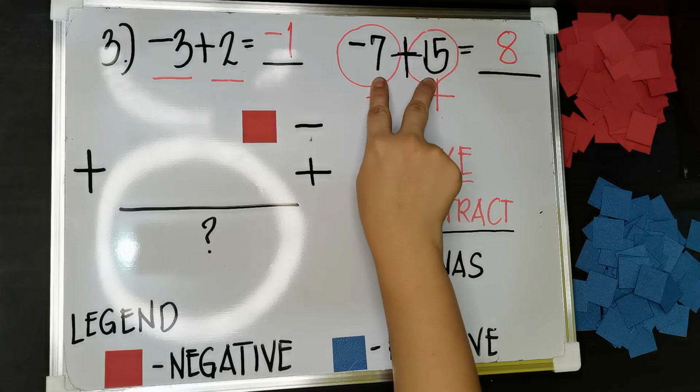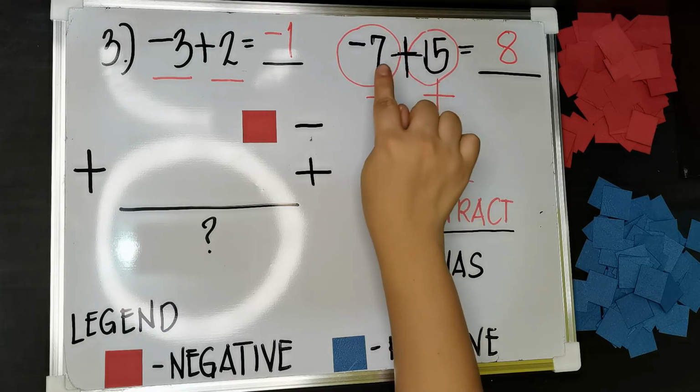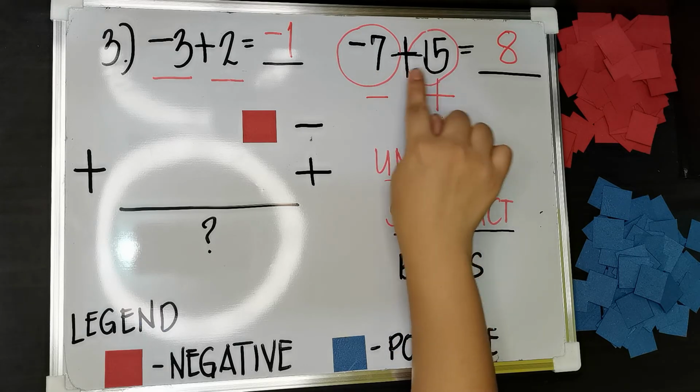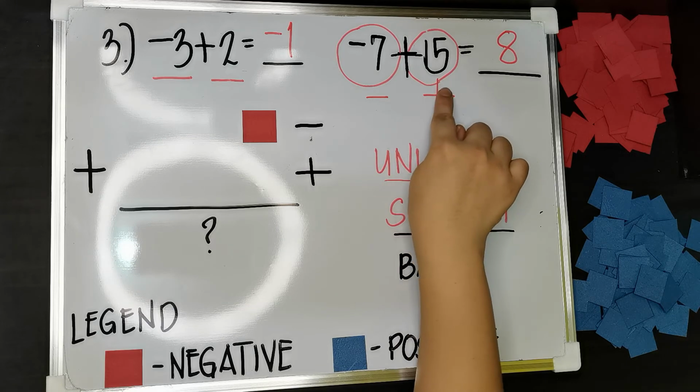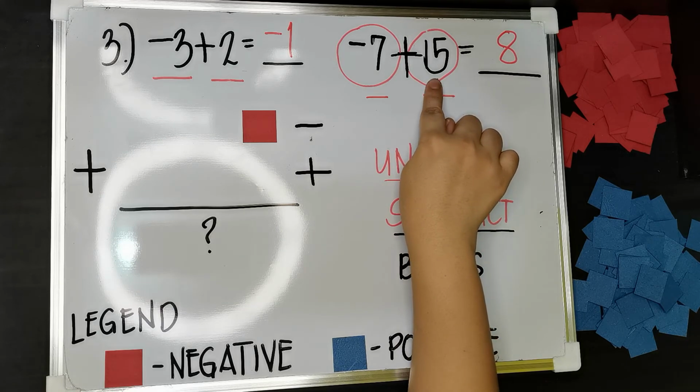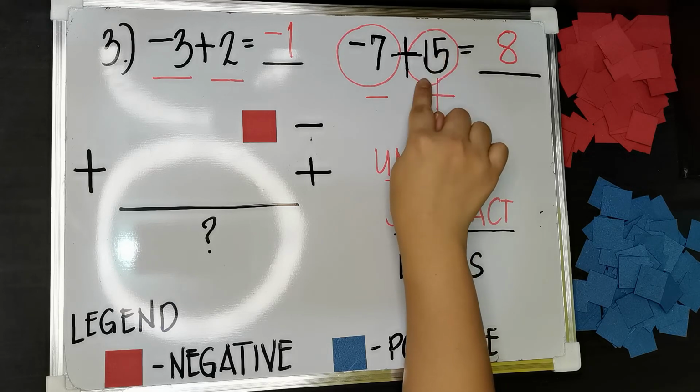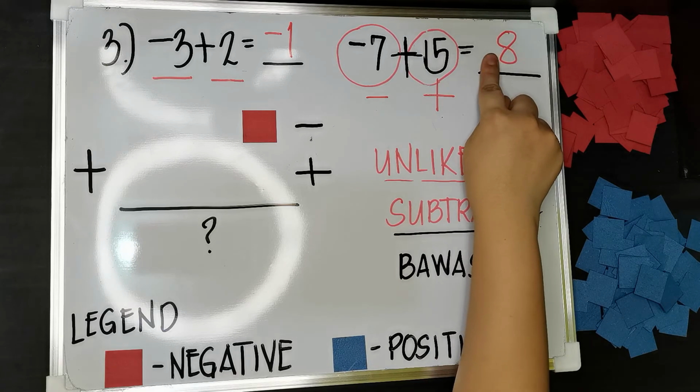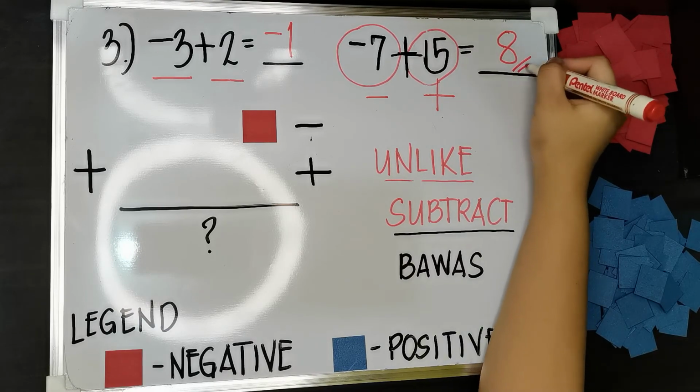Or, let's disregard their signs. If I have here 7 and 15, sino sa kanilang dalawa ang mas mataas? Mas mataas si 15, di ba? Okay? Ano ang sign ni 15? Positive. So, dahil ang sign ni 15 ay positive at mas mataas siya, yung sign niya ang masusunod sa final answer. So, our 8 here is positive. Okay? So, that is already the final answer.